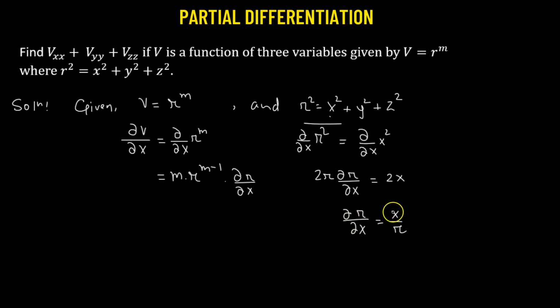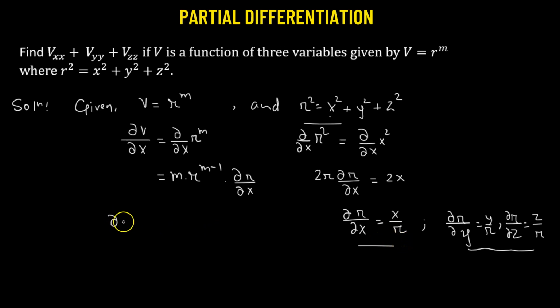divided by r. Similarly, we can also find that partial of r with respect to y will be y over r, and partial of r with respect to z will be equal to z over r. We'll use this. For the time being, we're only going to use partial of r with respect to x equals x over r.